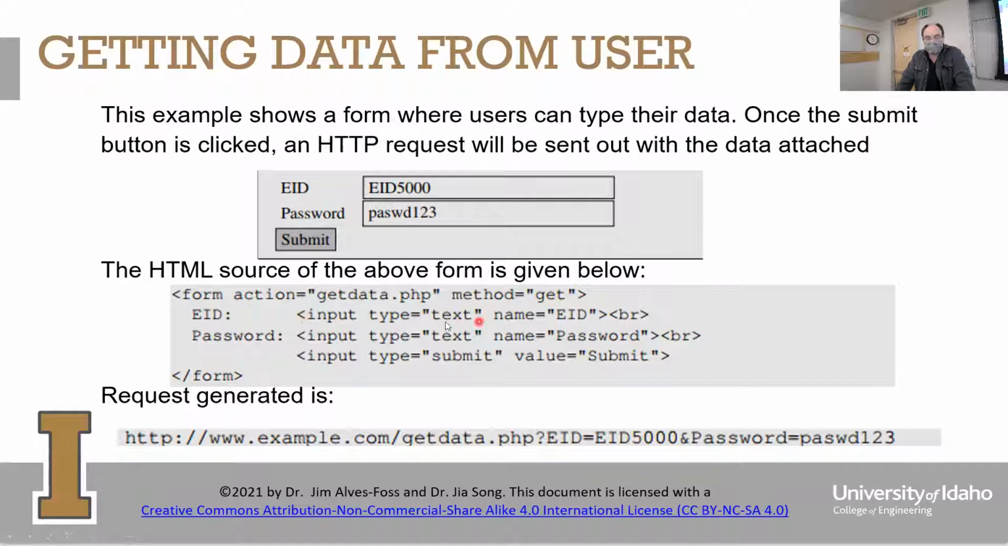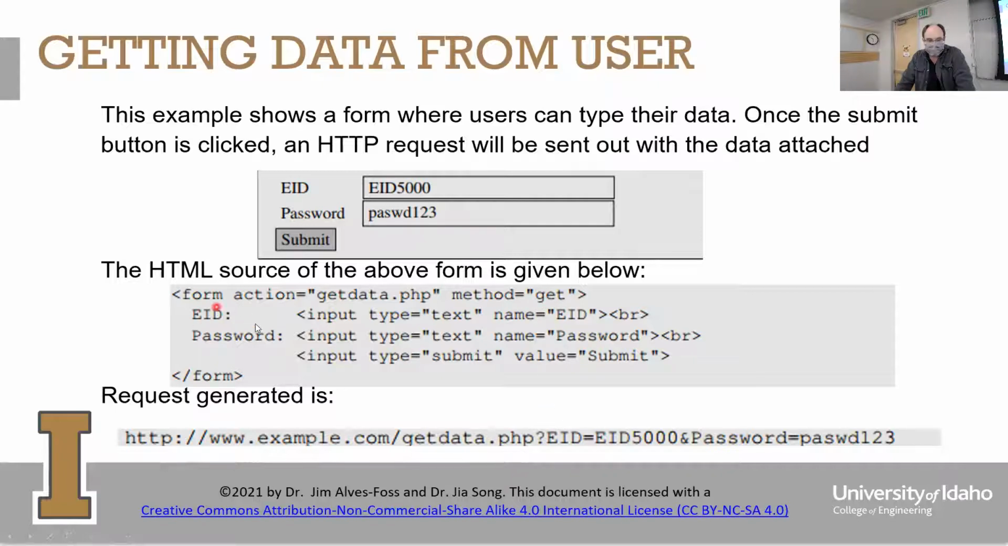This says to the browser, this is text. So not a number, just a string. And we're going to give it the name EID. This is a line break. So it says, okay, we're going to have an input type, create a text box, create a password box. When I hit submit, it creates this request because it's what we call a GET request. So it calls getData.php. The question mark tells it it's a GET request.